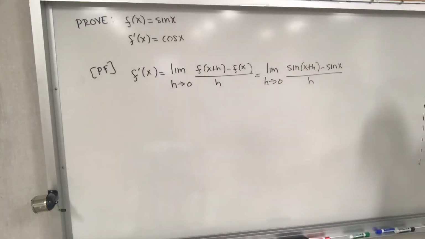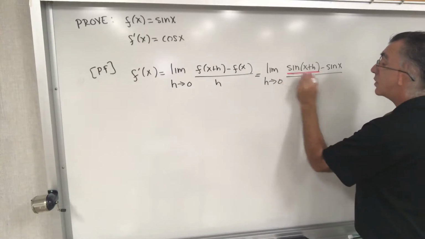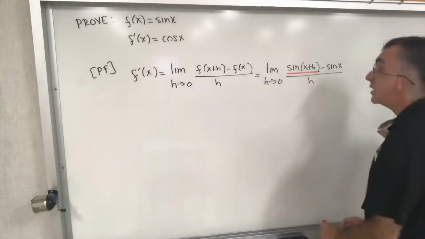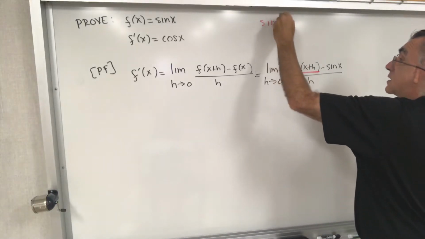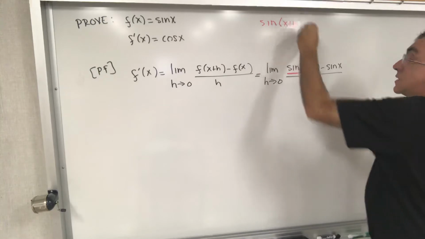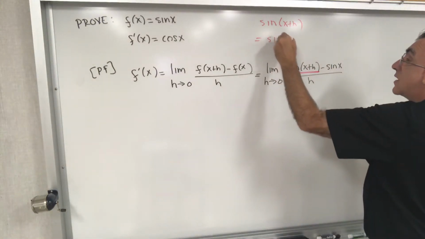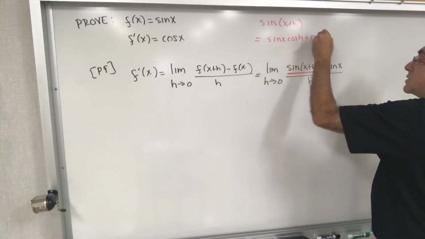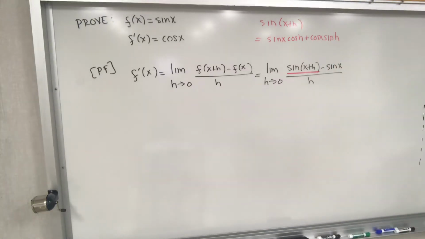Now you probably remember from the previous lesson, we need to know how to expand that. And remember from yesterday's lesson, sine of x plus h, remember what that equals? That's the sine of x cosine h plus cosine x sine h. And that's again called the sum formula for sine that you learned last year in trig.